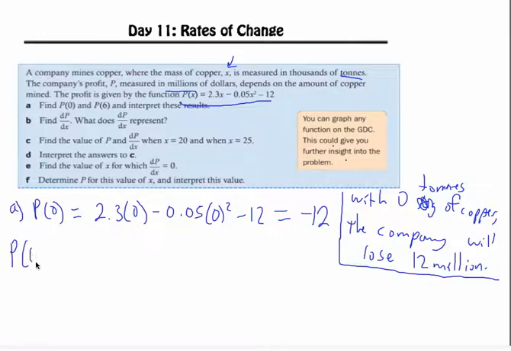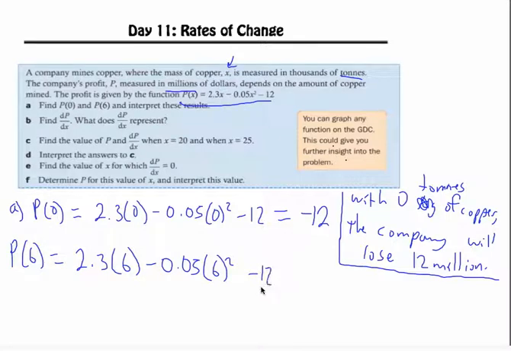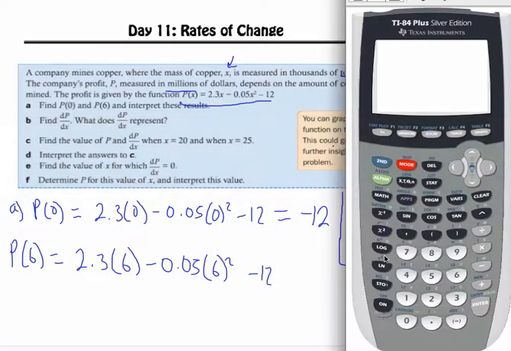P of 6. Okay, so put that in. We'll get 2.3 times 6 minus 0.05 times 6 squared minus 12. I'm not going to do that on the calculator. 2.3 times 6 minus 0.05 times 6 squared minus 12. Oh, and we get 0.